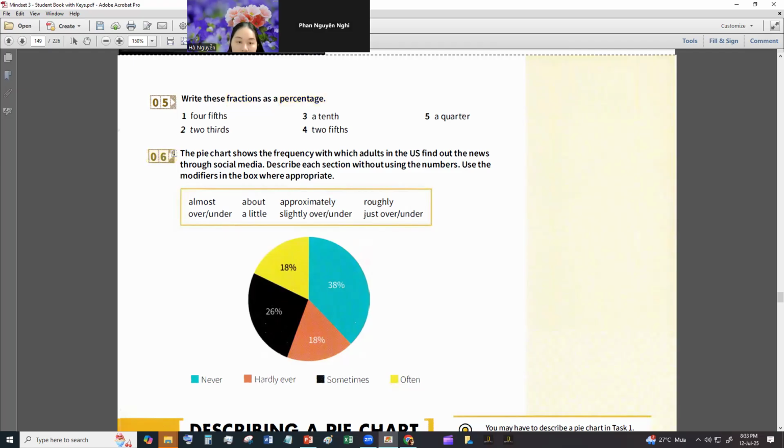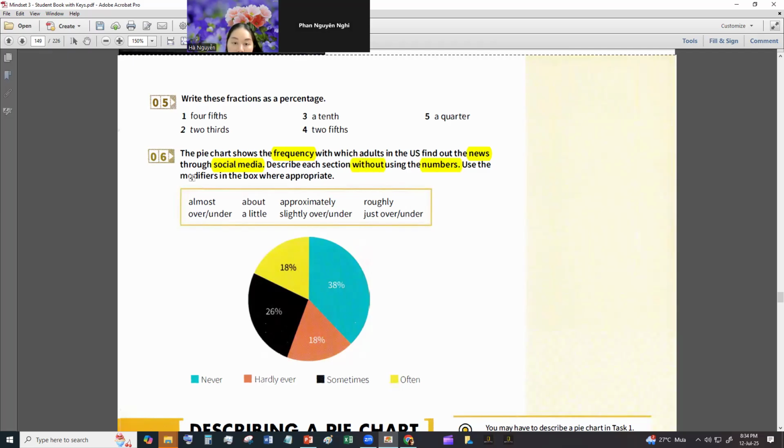Okay, so the pie chart in exercise 6 shows the frequency with which adults in the US find out the news through social media. I'd like you to describe each section. So the blue, never, orange, hardly ever, black, sometimes, and yellow, often. However, the task requires you to describe each section without using the numbers.